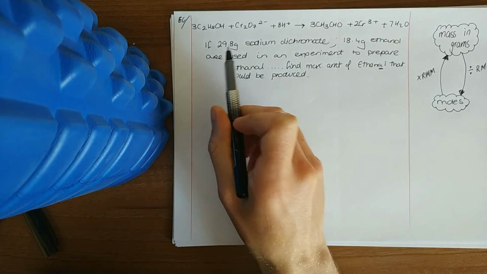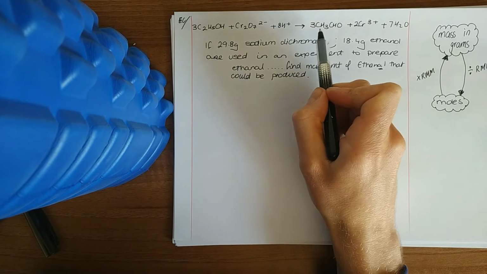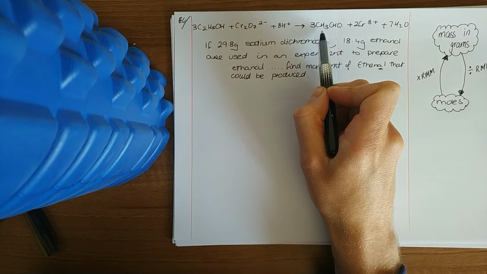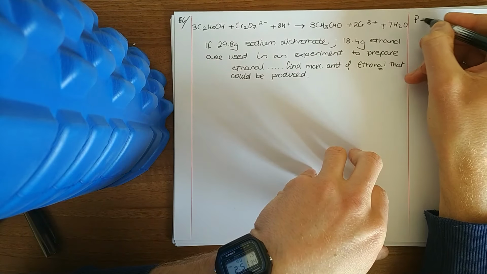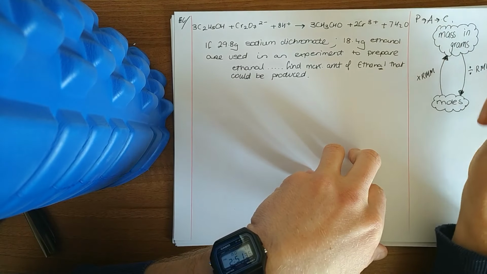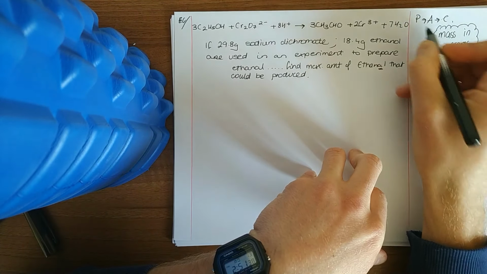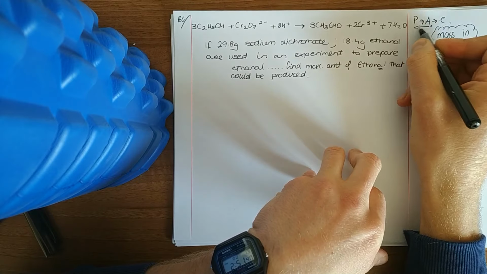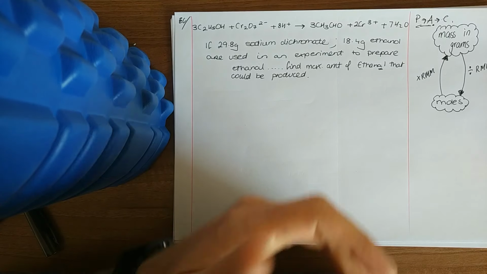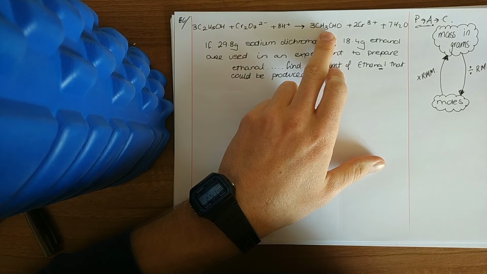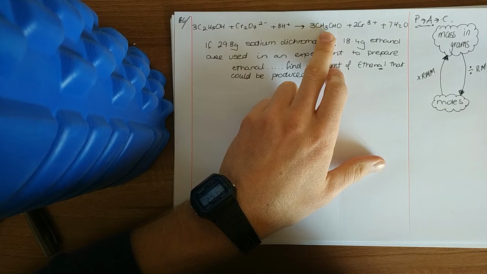So this is oxidation of a primary alcohol to give an aldehyde, PAC. It's incomplete. There isn't an excess going all the way to the carboxylic acid. It's just stopping here at the aldehyde stage. We'll show you one next where it goes all the way to ethanoic acid. And what you've got to do is find the maximum amount of ethanal formed, the aldehyde formed here.